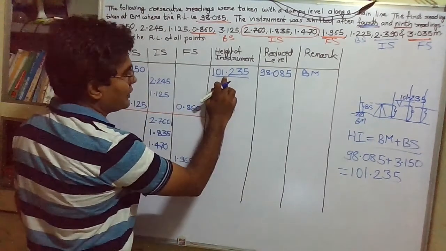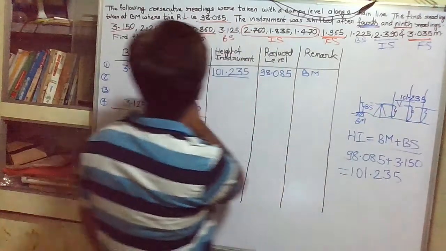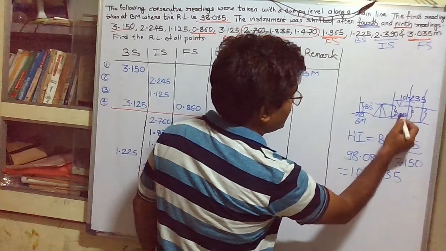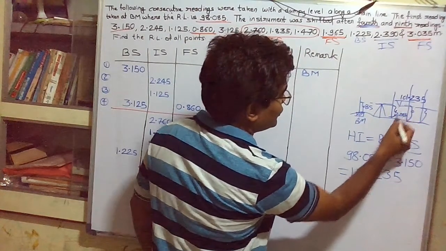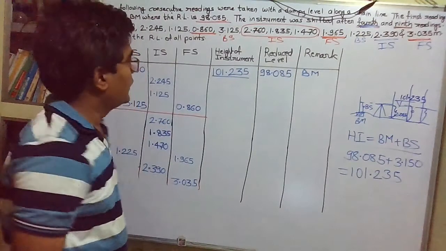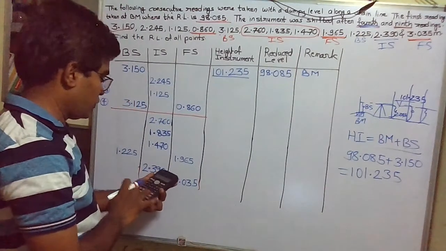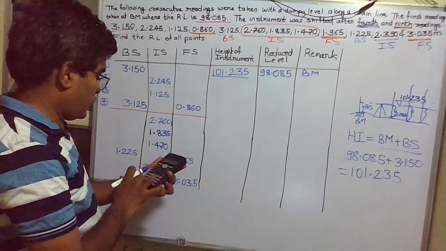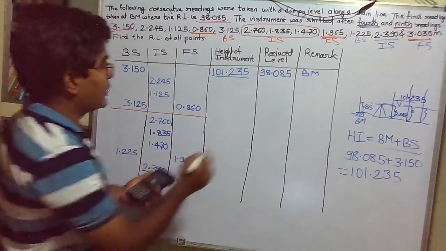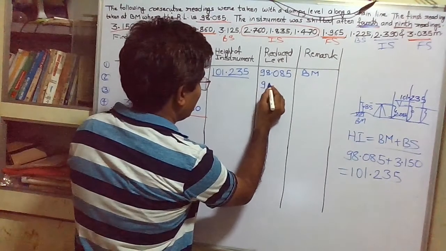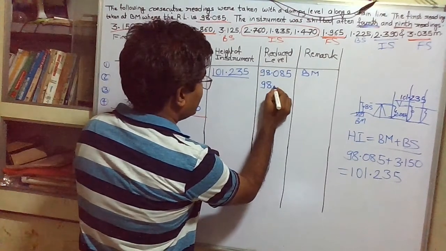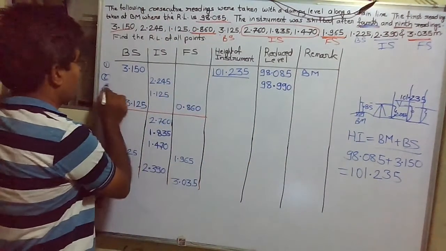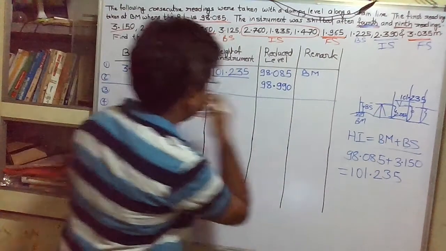We have to subtract, that is, this is 101.235, and what is this reading? It is 2.245. So if we subtract 2.245 from 101.235, we will get the RL of this point. So let us do 101.235 minus 2.245, we are getting the RL here as 98.990. Okay, now this is the RL of the second point.